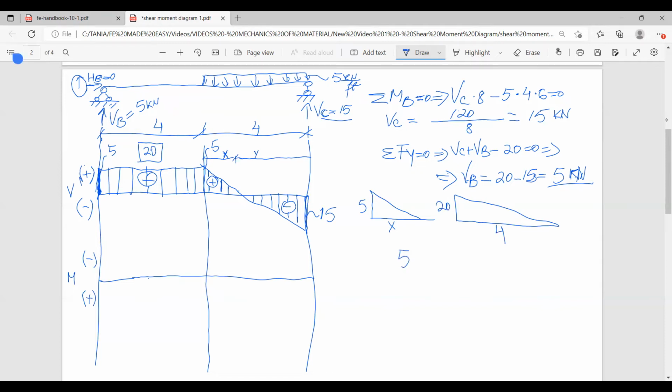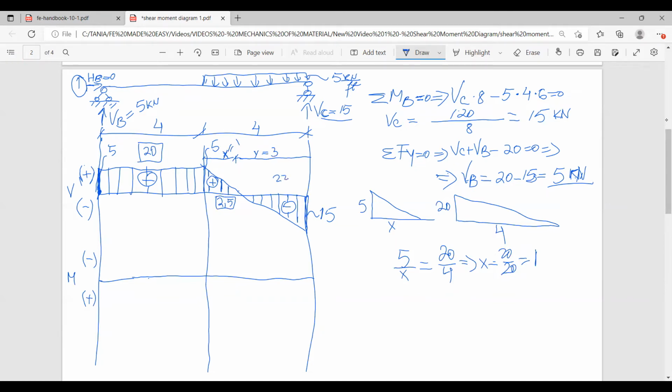So we do 5 relates to X the same way as 20 relates to 4. And from here, X equals 5 times 4, which is 20, 20 over 20, and X equals 1. So here I have X equal to 1 and Y is going to be 3. So now we can calculate the area, and the area for this triangle is going to be 5 times 1 divided by 2. It's going to be 2.5. And on this side, 3 times 15 divided by 2.